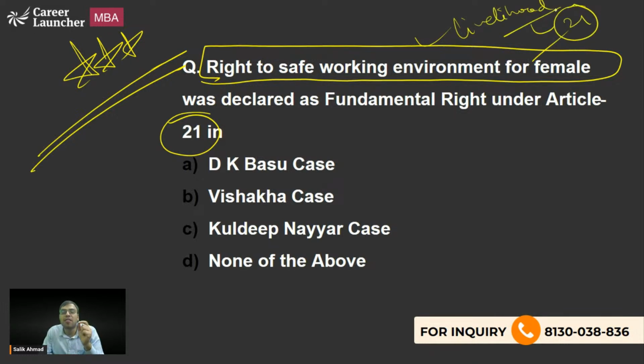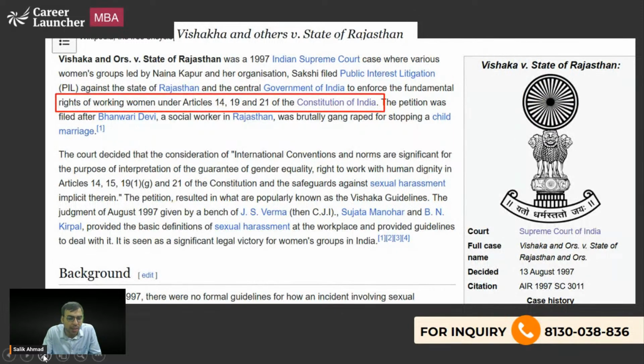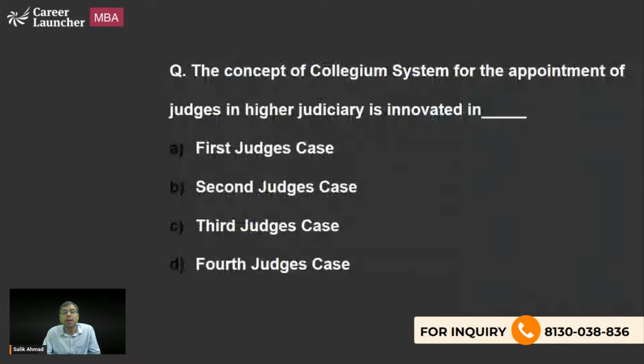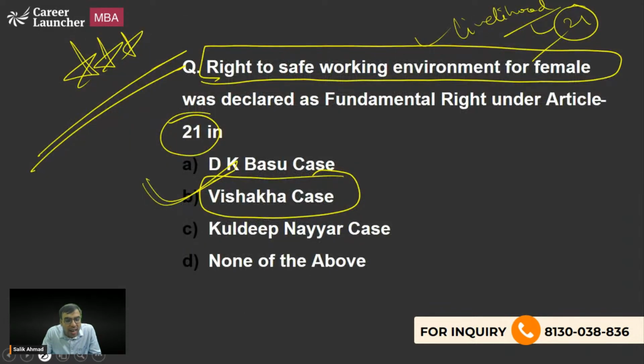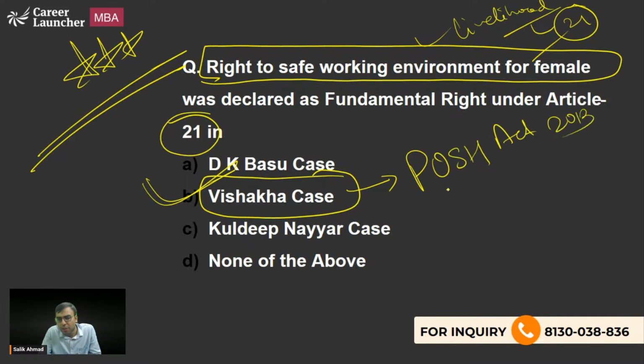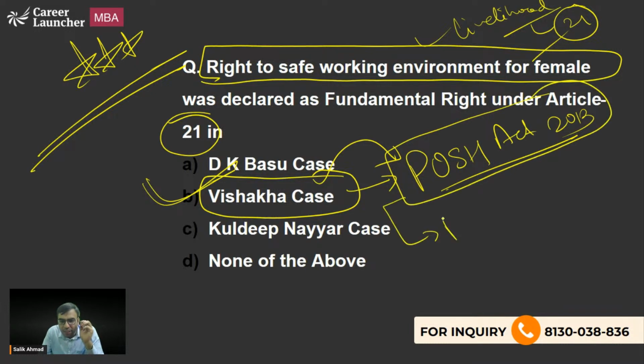So right to safe working environment for female was declared by Supreme Court in Vishakha case. Vishakha guidelines was famous as Supreme Court का judgment in Vishakha and others versus State of Rajasthan case. Right to safe working environment for women. उसके बाद एक लॉ लाया गया था, उसको कहते हैं POSH Act. POSH, Prevention of Sexual Harassment Act 2013. Okay, this was passed by the Parliament to implement this judgment. So आप किसी भी कंपनी में जाओगे, whenever you join any company, this thing is told to you कि we are having POSH guidelines.